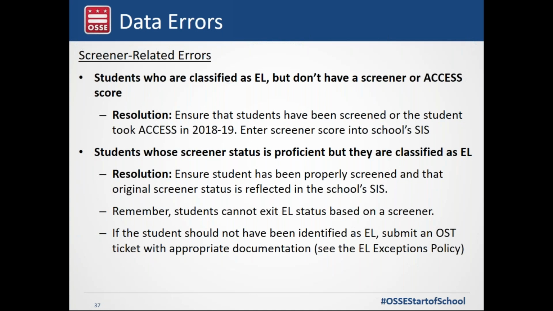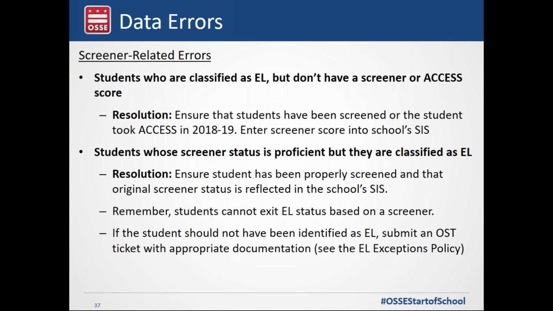These are students, if you're looking through the Qlik app, where you're saying, hey, this shows that this student is proficient, why are they an English learner? Remember that if students screen proficient and they've never been identified as English learners in the past, they should not be identified as English learners. It's only if they're not proficient or if they have previously been identified as English learners. So make sure that you have the correct screener status in your school SIS.